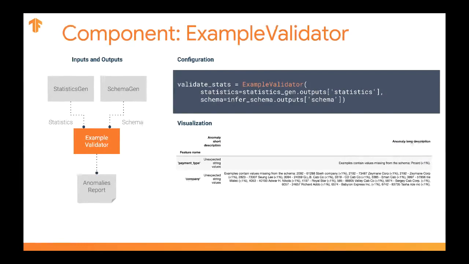The next component is ExampleValidator, and it takes both of those previous results and looks for problems. So things like examples that have the wrong type of a feature, perhaps an integer where it was expected to have a float, or categorical values that occur so rarely that they might be actually incorrect.